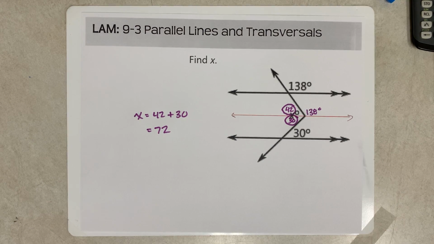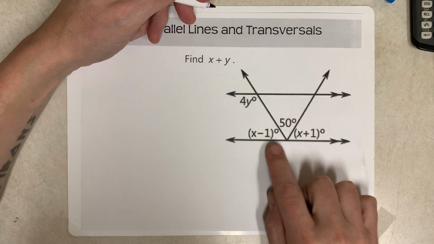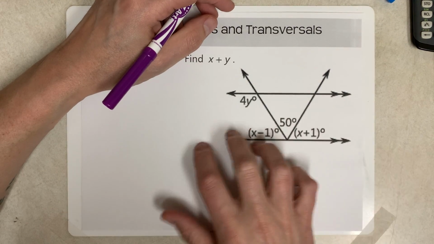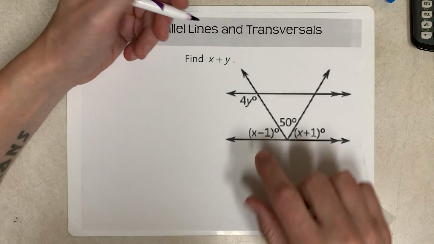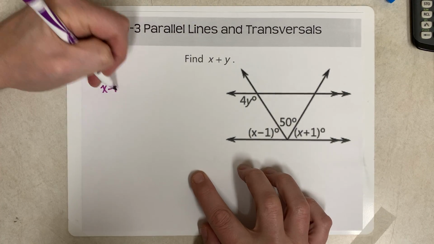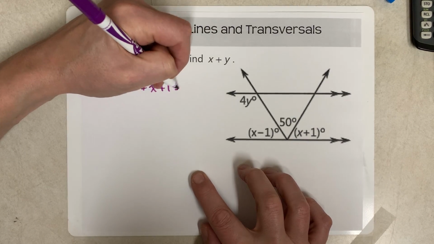Let's see what else we got here. Let's try this one. Okay, this one says find x plus y. So this time, let's see what we got. We got a 50 here, we got an x minus 1 and an x plus 1. We know that all three of these together are going to make 180 because it's a straight angle. So if you want to, you can add them all up and set it equal to 180. So x minus 1 plus 50 plus x plus 1 equals 180.